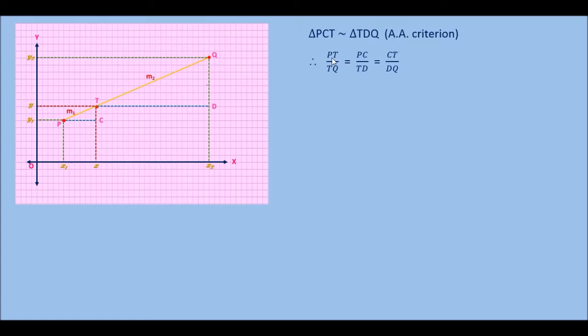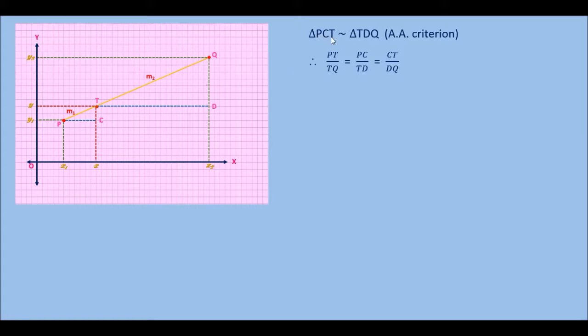Now you see, for each ratio, you have to take the numerator from the first triangle and the denominator from the second triangle. So I am taking PT, that is the first and the third letter of this triangle PCT. So the denominator will be containing the first and the third letter of the second triangle TDQ. So it is PT by TQ. These two are corresponding sides. Obviously, both these sides are the hypotenuse of the two right angle triangles, so these two are corresponding sides.